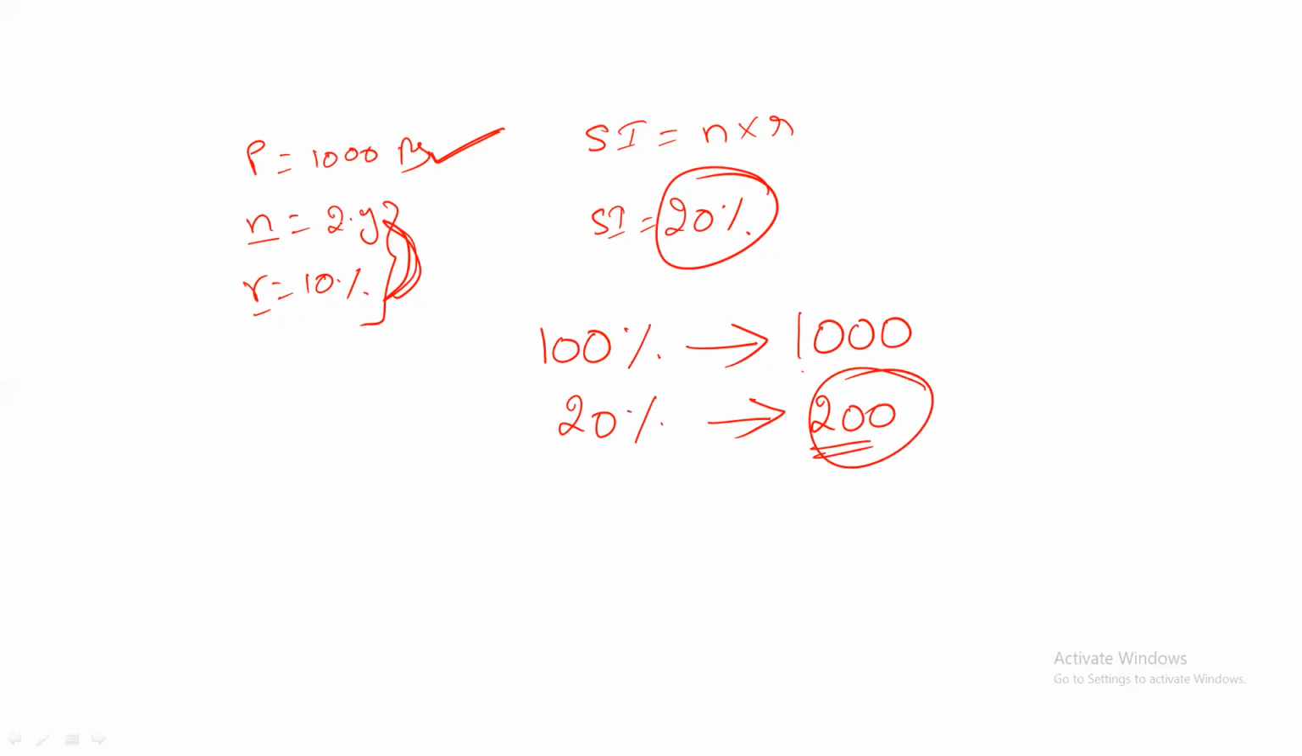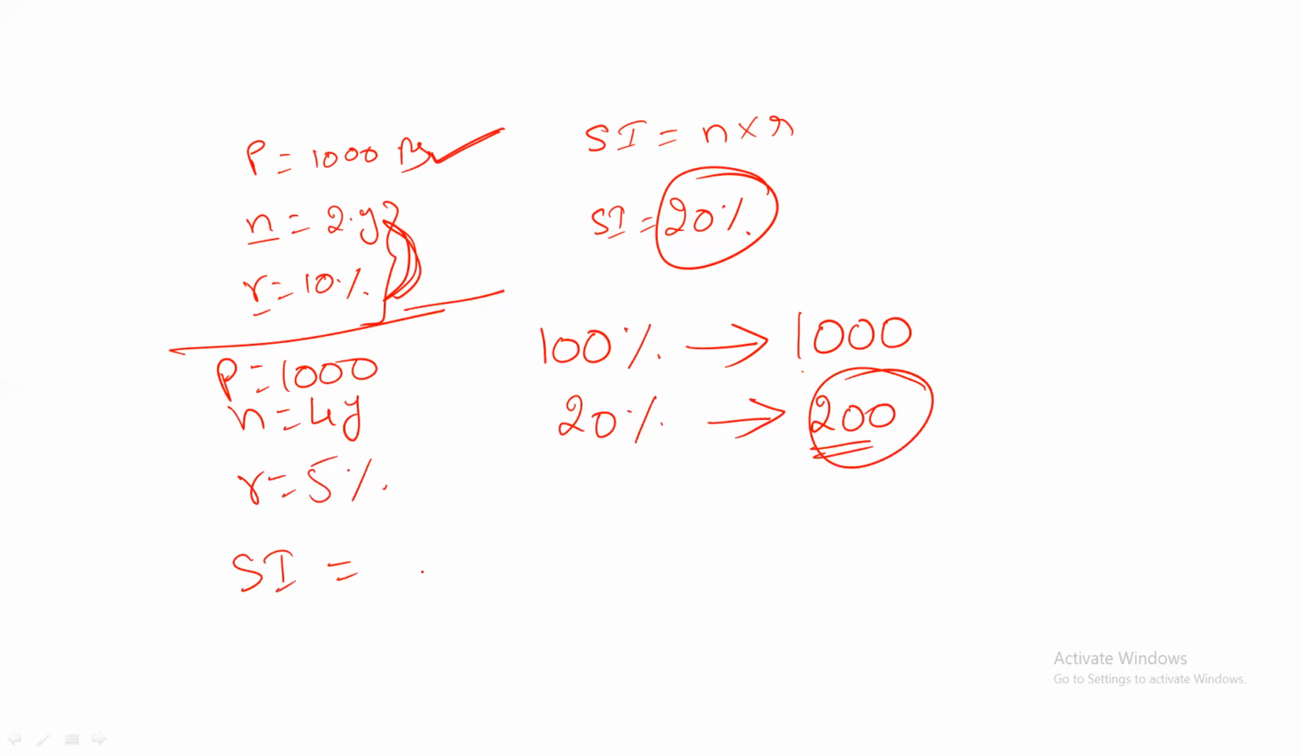Now even if they change the conditions, let's consider the n value is 4 years, r value is 5%. The principal amount is 1000 rupees. Now how can we calculate simple interest? Directly, very simple. You need to multiply n into r. What is 4 into 5? 20. 20% is how much? You already know 100% value is 1000 rupees. So 20% is how much?